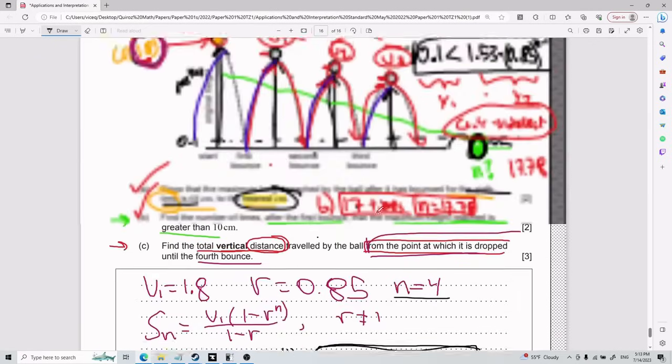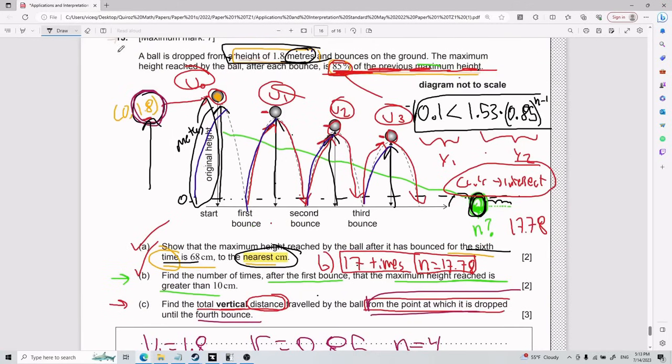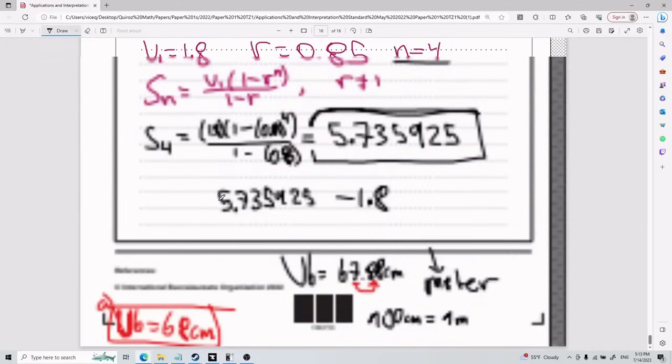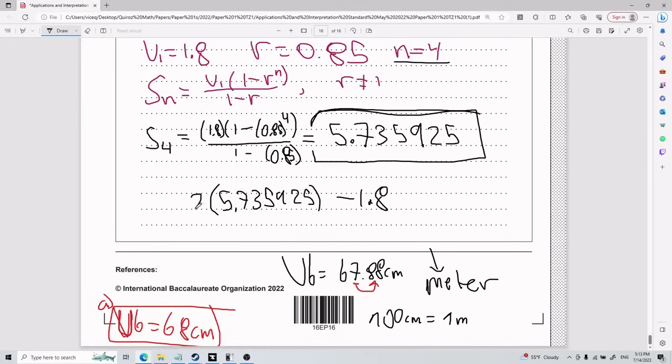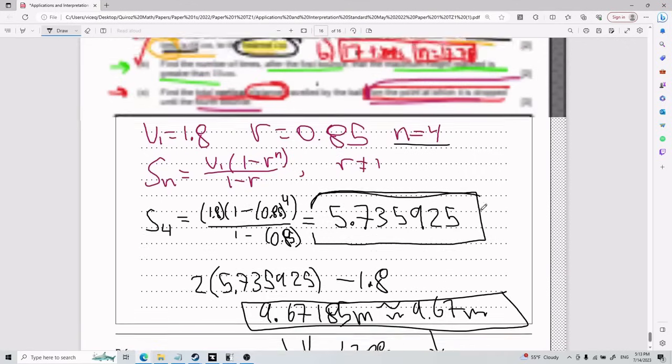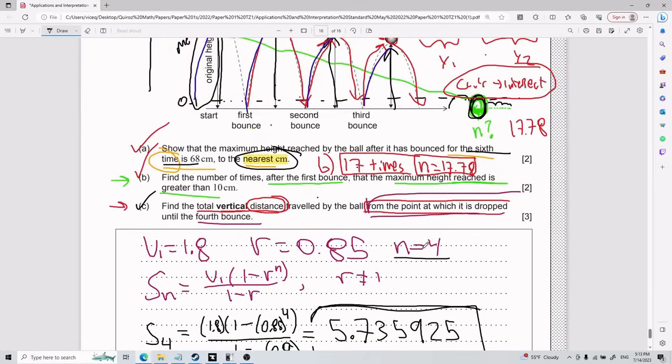I also need to understand that because all of these distances are covered twice, first in blue, then in red, it means I have to multiply by 2. So if I multiply by 2 and also subtract 1.8, I end up with 9.67185. Don't forget your units, meters. Significant figures, 9.67 meters. And that would be for part C. Probably the weirdest one. I think the context matters a lot there.